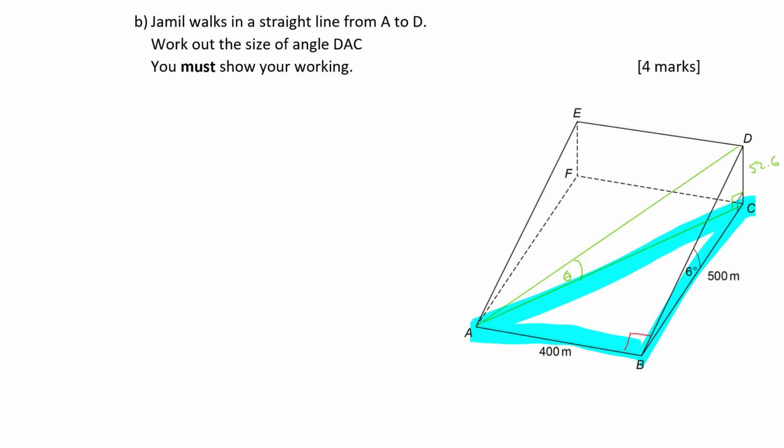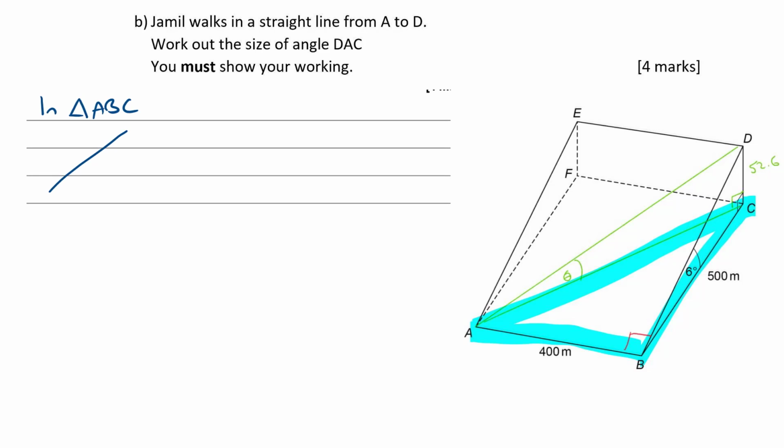So I'm going to say in triangle ABC, I'm just going to quickly draw that triangle. So ABC, that's 400, that's 500, and that's my right angle. So I'm going to use C squared equals A squared plus B squared, Pythagoras theorem, which means I've got the length AC squared, and that's equal to 400 squared plus 500 squared.